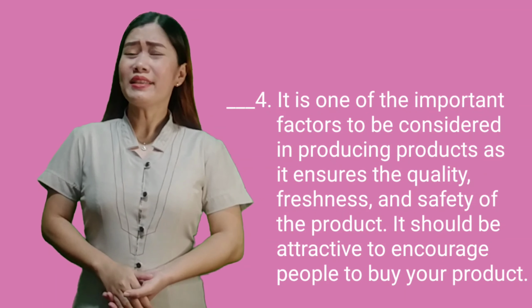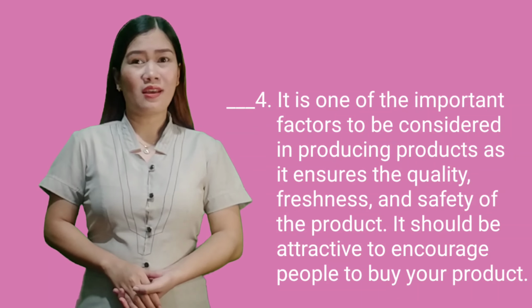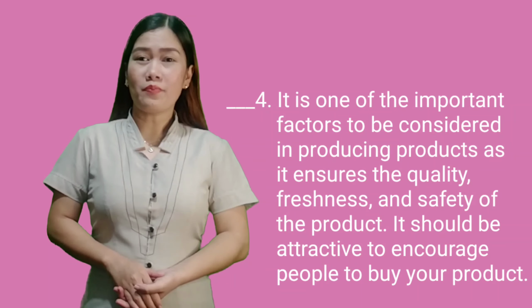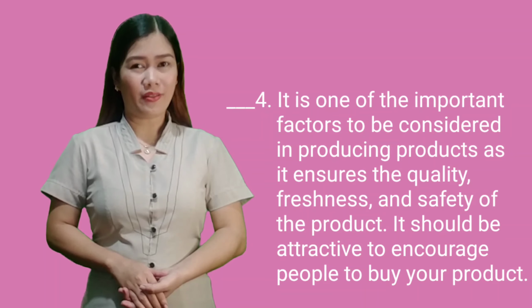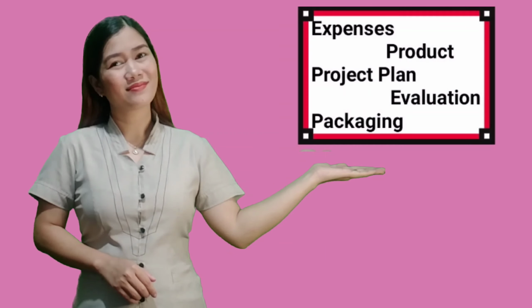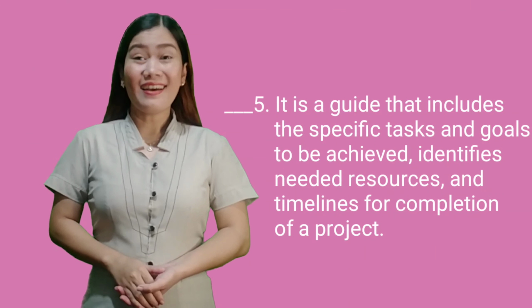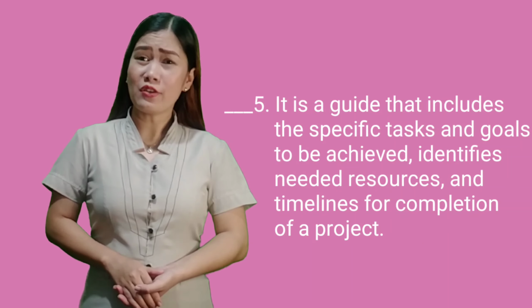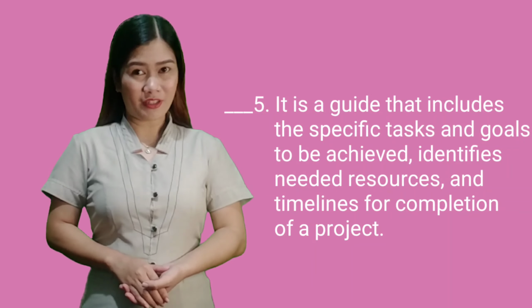Number 4. It is one of the important factors to be considered in producing products as it ensures the quality, freshness, and safety of the product. It should be attractive to encourage people to buy your product. Number 5. It is a guide that includes the specific tasks and goals to be achieved, identifies needed resources, and timelines for completion of a project.